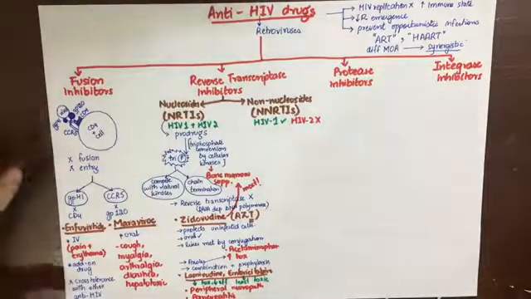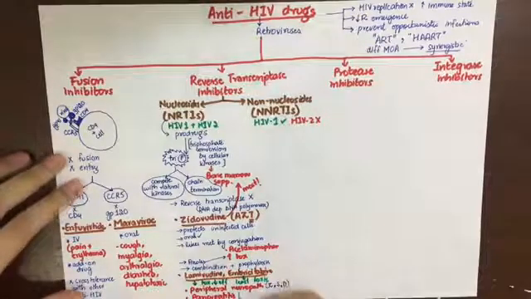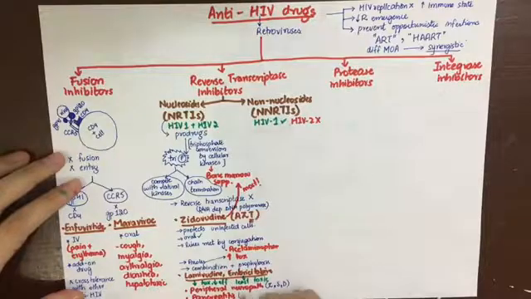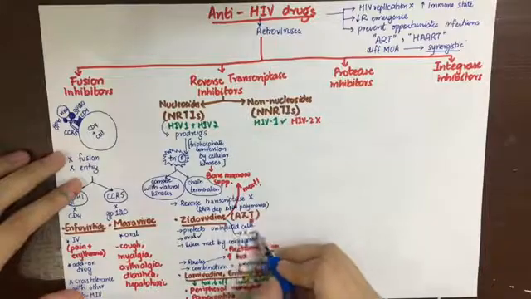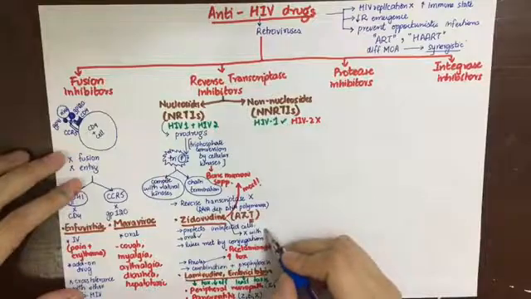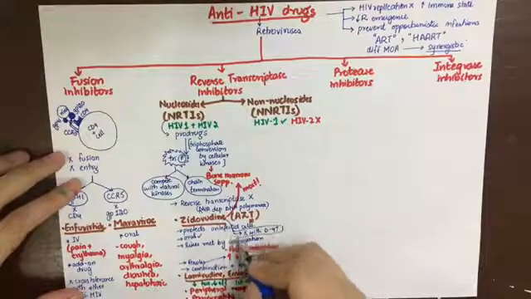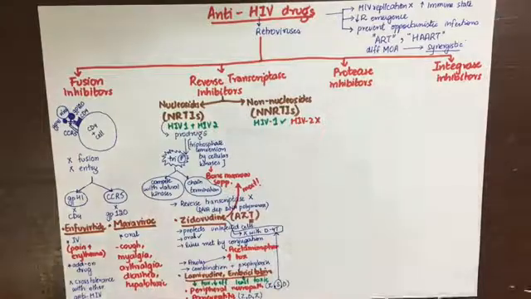Now, if we are using combination therapy, we should remember to not combine similar nucleoside analogs. For example, stavudine is also a thymidine analog and zidovudine is also a thymidine analog. So if we combine both of these, what will happen is that they will want to bind to the same spot and thus compete with each other. And that's not what we want. We want them to work in synergy.